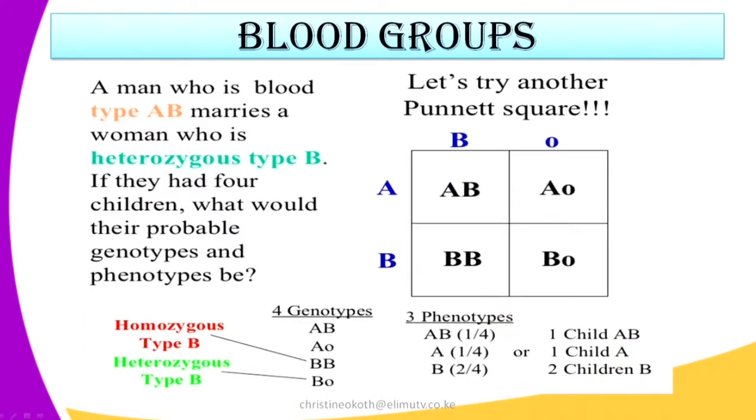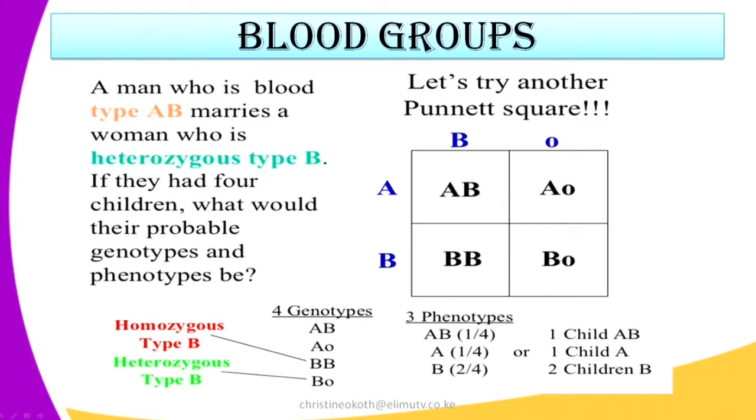So let us look at a cross between individuals of different blood groups and what their offspring will inherit. For example, we have a man who has blood type AB and marries a woman who has heterozygous type B. So if they had 4 children, let us look at the probability of how the children are going to inherit the blood groups. So we're going to use a Punnett square in this case. On one side you put the genetic makeup of the father, which is AB, and on the other side we put the genetic makeup of the mother, who is BO.